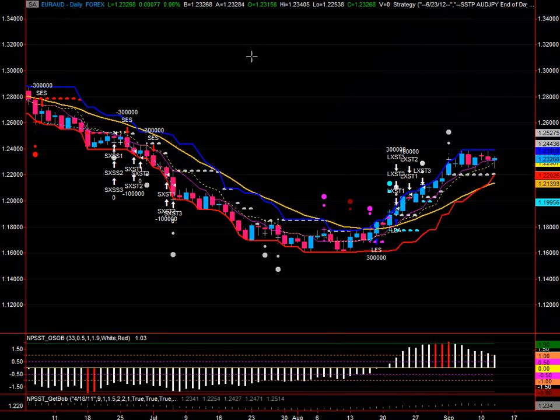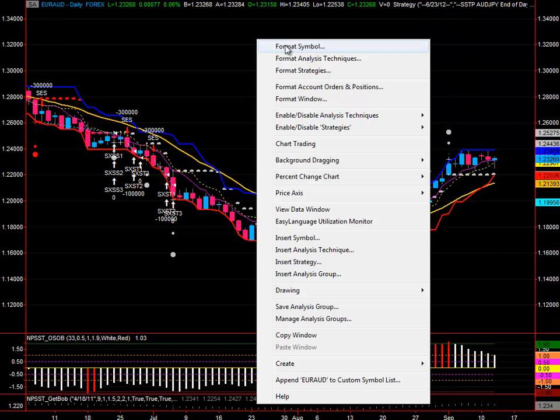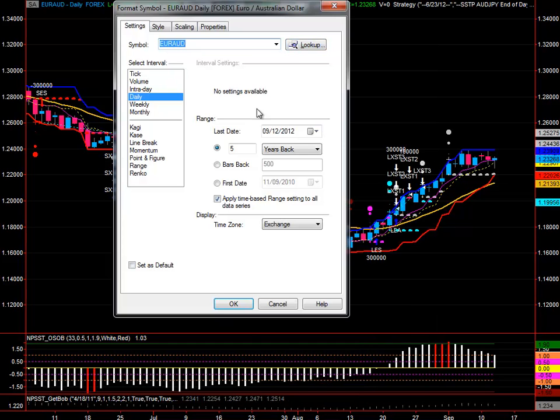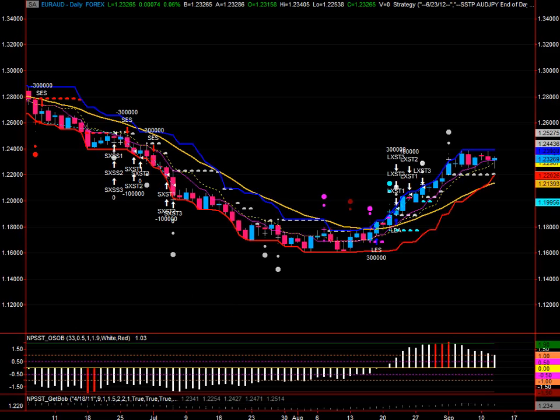And just for curiosity, this is looking back 5 years. What if we look back 3 years just to see what the numbers look like? Nice rise in equity that we just saw.